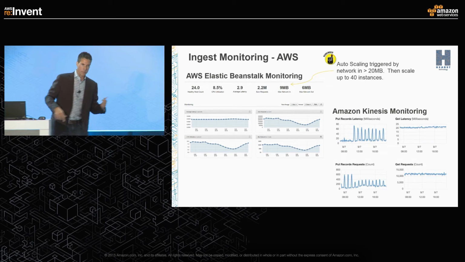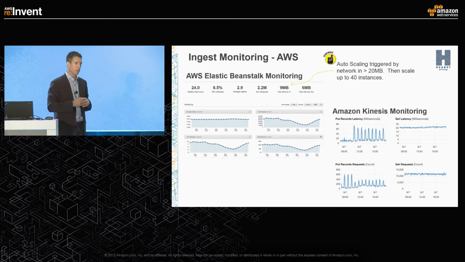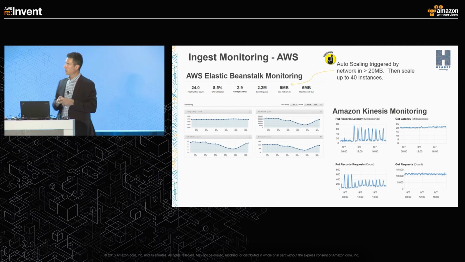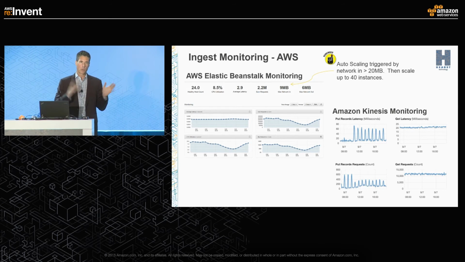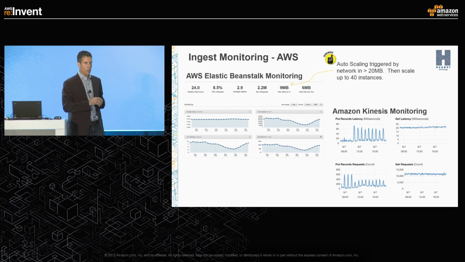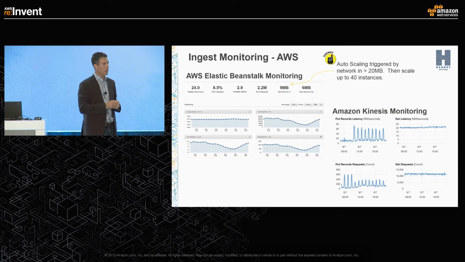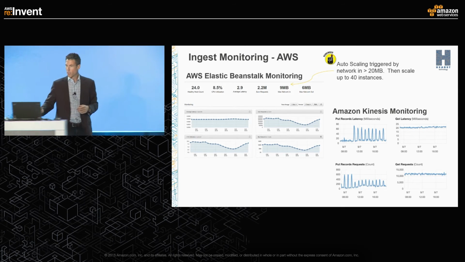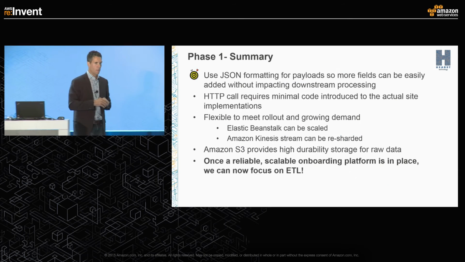I'll kind of speed up through these. The other great thing that we have is the ability to monitor. With AWS, we can monitor each of our Elastic Beanstalks and our Kinesis streams. They have nice monitoring features. Here's an example: we have an auto-scaling feature that triggers when we have more than 20 megabytes of data coming in. It'll trigger an auto-scale and actually grow our cluster so we can handle the load. But you can have really great monitoring via these tools on AWS to keep an eye on spikes and stuff.